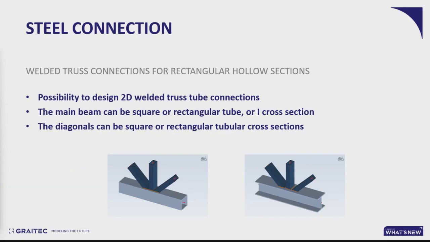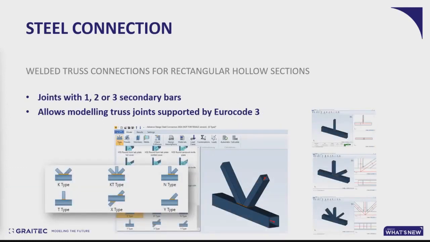That connection allows for multiple geometric configurations where the main beam can be a square or rectangular tubular section, or can be steel cross sections. Diagonals can be square or rectangular tubular cross sections, and we can define them in different configurations. We can use 1 or 2 or 3 diagonals, which allows modeling the most typical configurations for Eurocode 3 for diagonals like K-type, KT-type, N-type, T-type, X-type, and Y-type, as you see on the screen.